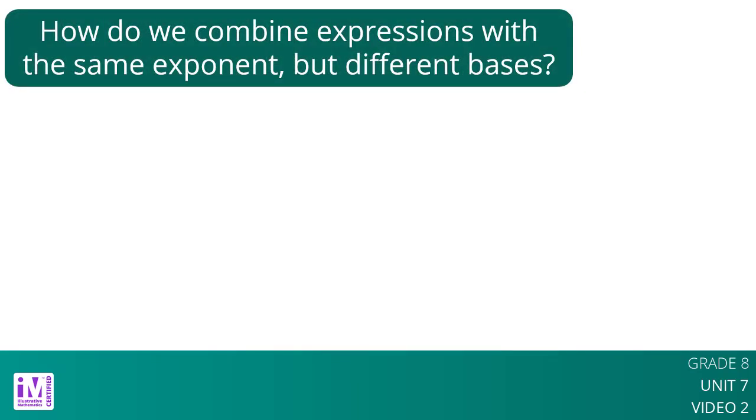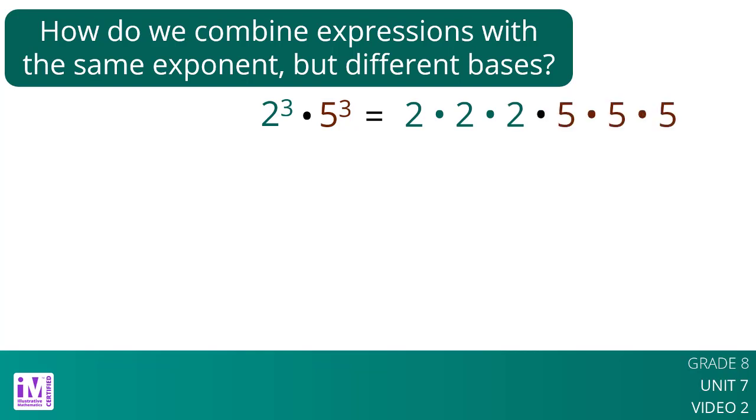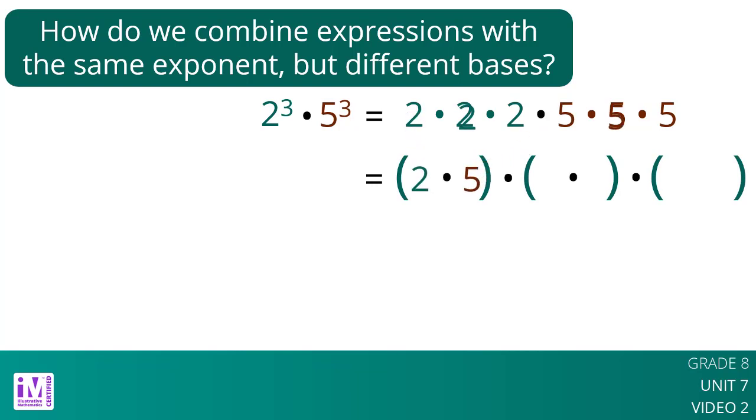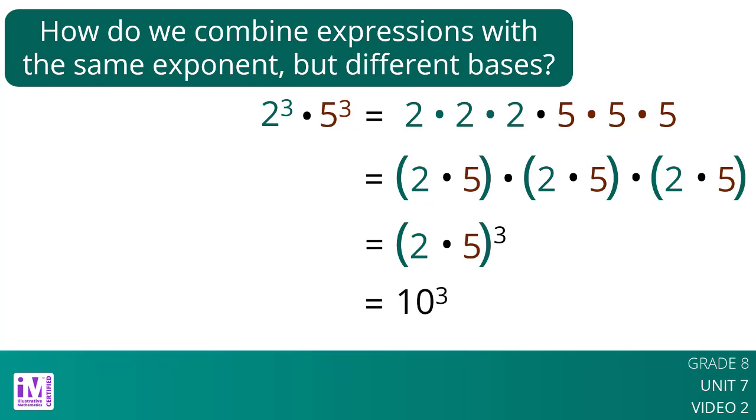How do we combine expressions with the same exponent but different bases? Consider 2 to the third power times 5 to the third power. We can rewrite this as 2 times 2 times 2 times 5 times 5 times 5. Regrouping this as 3 groups of 2 times 5 shows that 2 to the third power times 5 to the third power is equal to the quantity 2 times 5 to the third power, or 10 to the third power.